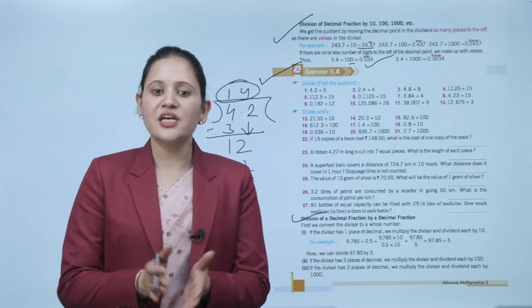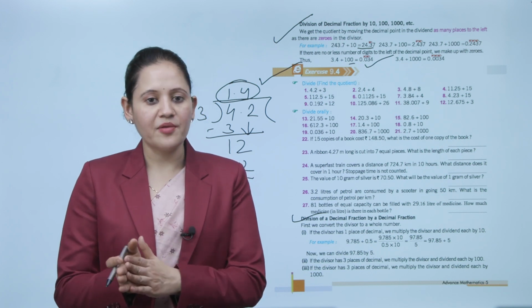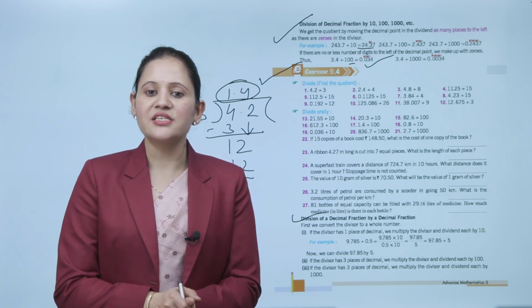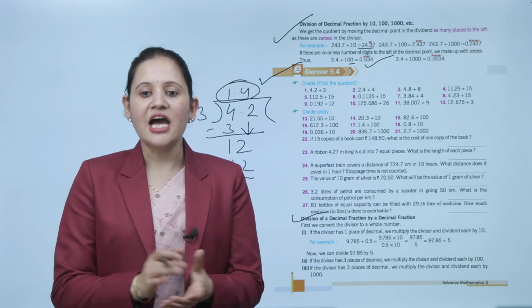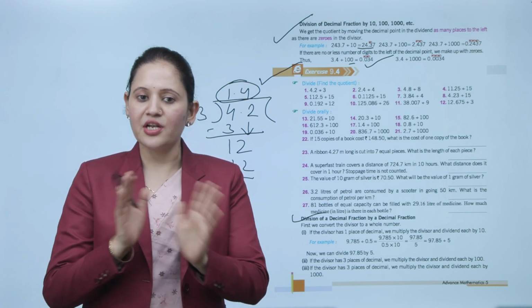Next is division of a decimal fraction by a decimal fraction. For that, first we convert the divisor to a whole number. If the divisor has one decimal place, we multiply the divisor and dividend by 10, so their value will not change.